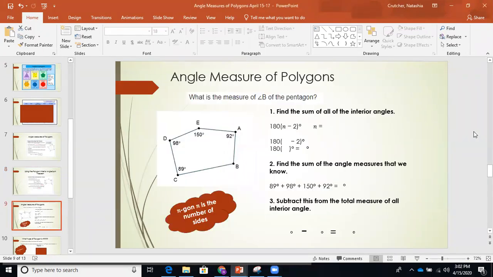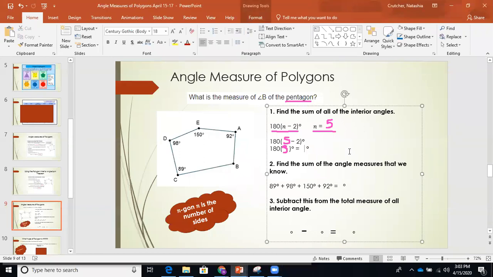Next, we have angle measures of polygons. Another example. What is the measure of angle B of our pentagon? It just told us this is indeed a pentagon, so it has 5 sides, and we could just count the sides: 1, 2, 3, 4, 5. Using our formula, 180 times n minus 2, n in this case is 5. So 180 times 5 minus 2 becomes 180 times 3, which gives us 540 degrees.